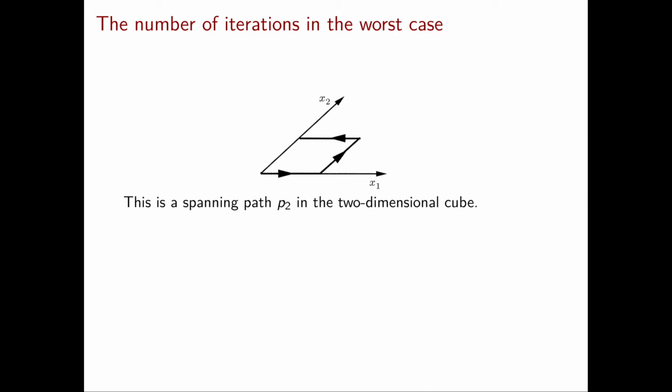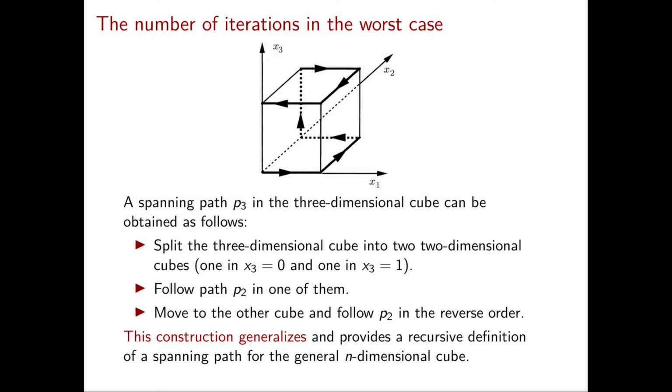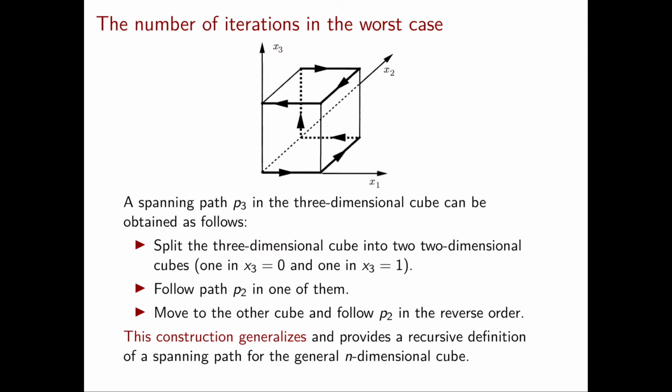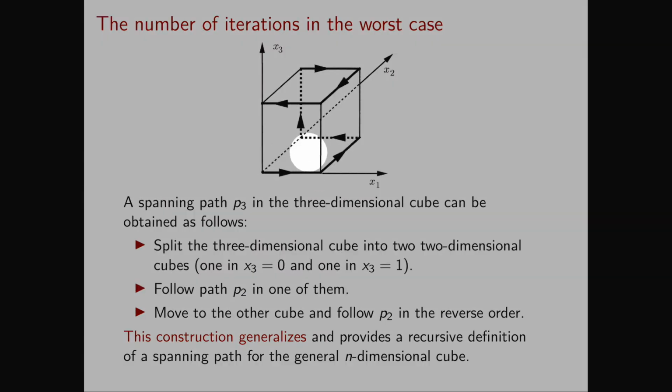Now we're going to use this spanning path that we call P2 to form a spanning path P3 in dimension 3. In this picture here, you can see our unit cube in dimension 3. The way we're going to construct our spanning path P3 is very simple. We look at our new component x3 and we consider separately the face of our polyhedron defined by x3 equal to 0, that is this square down here, and the face of our cube defined by x3 equal to 1, which is this square over here.